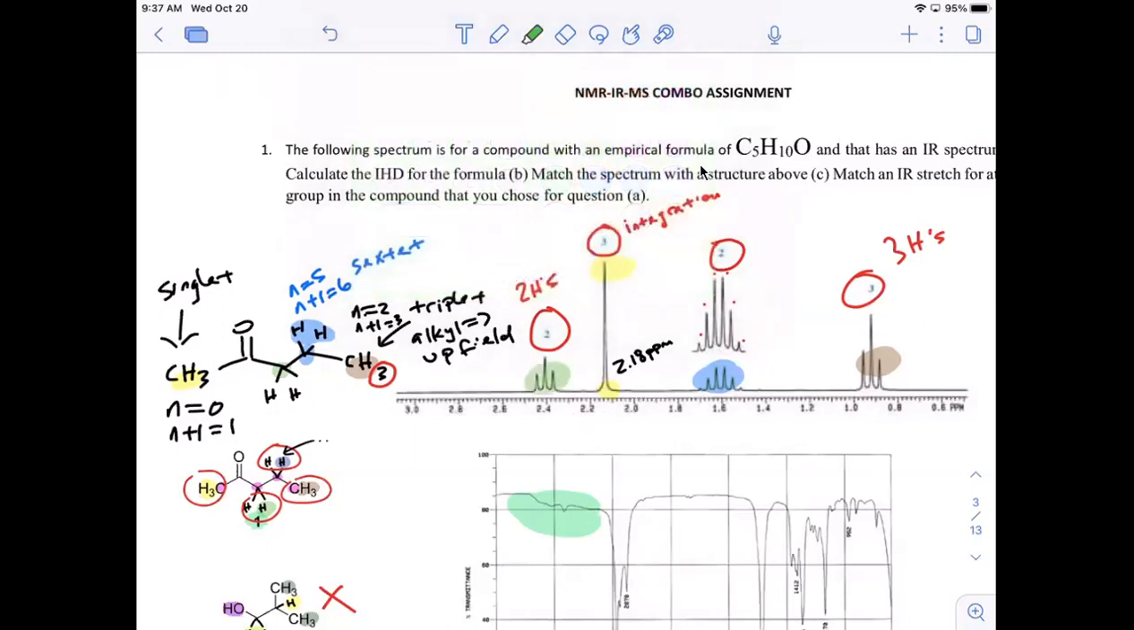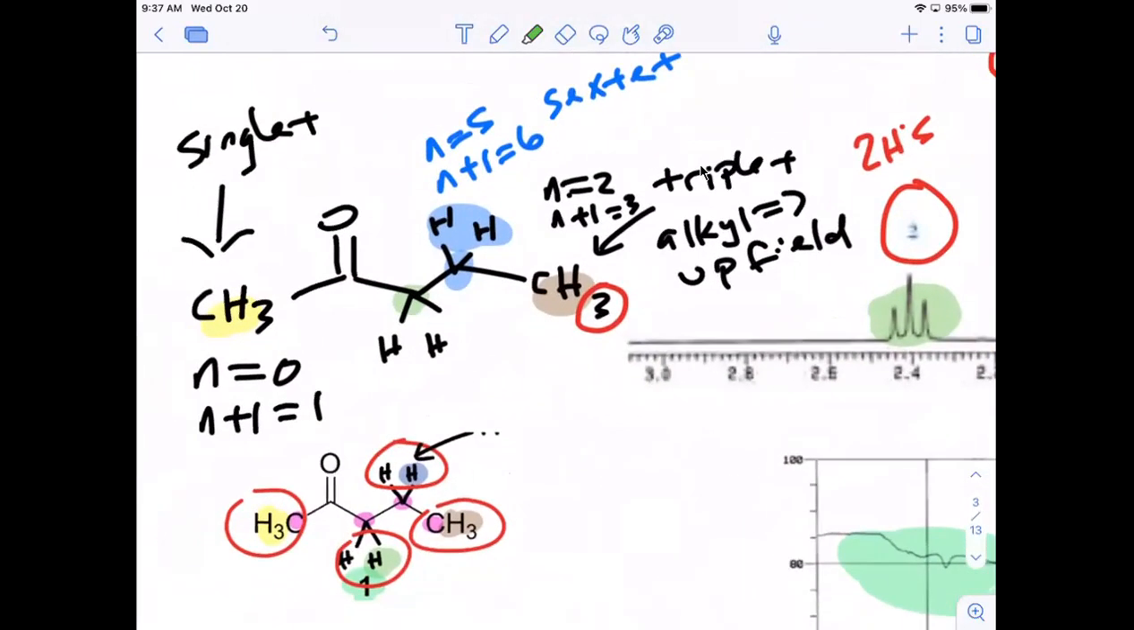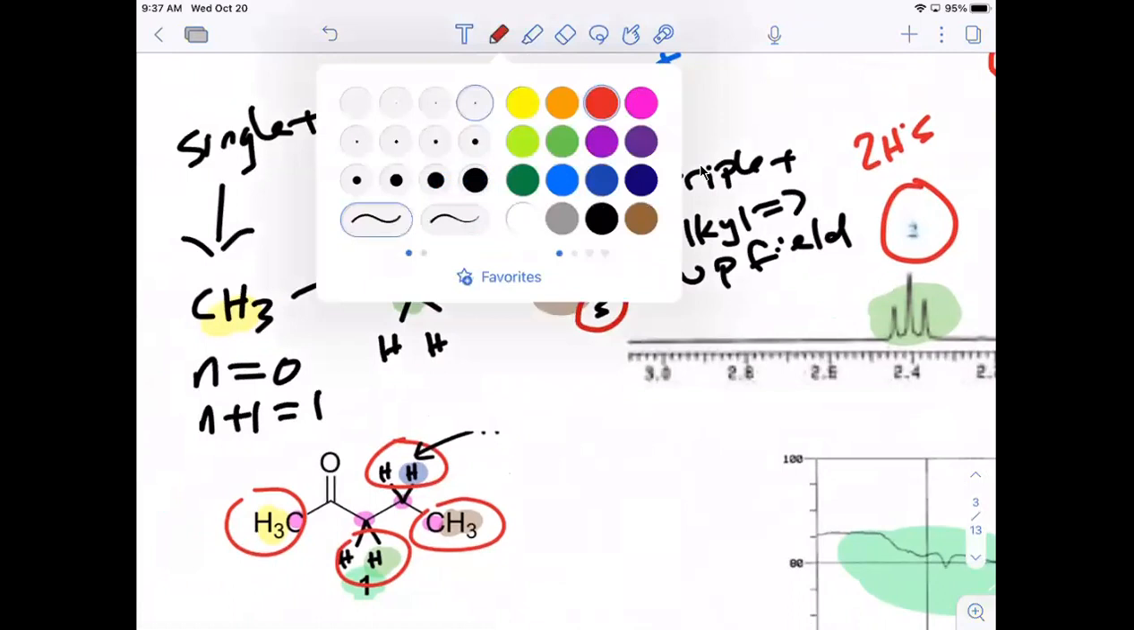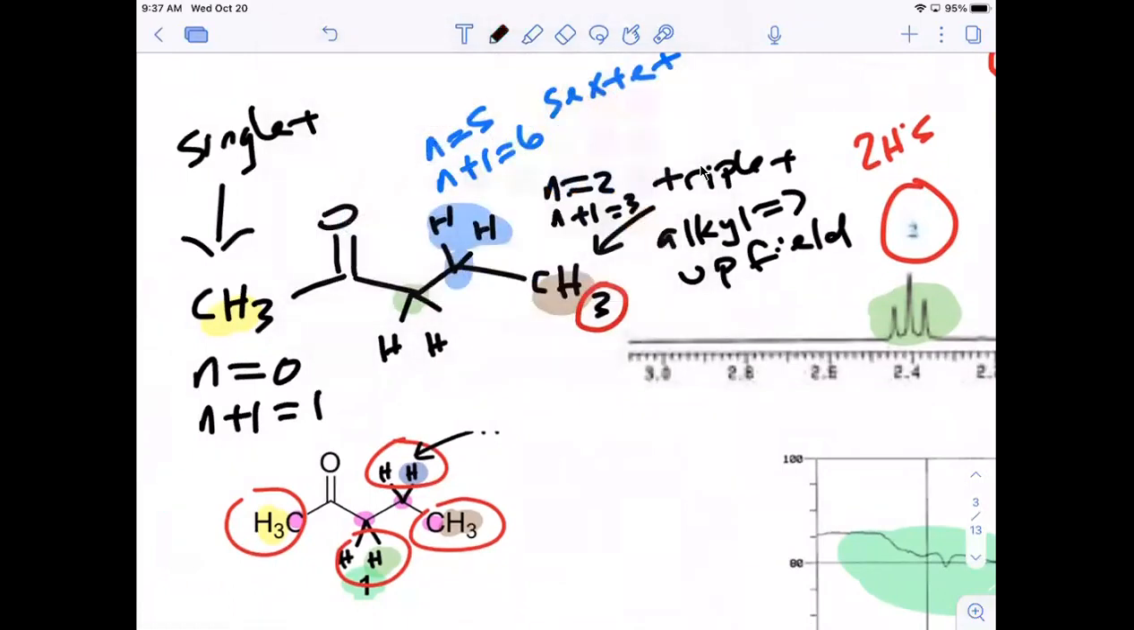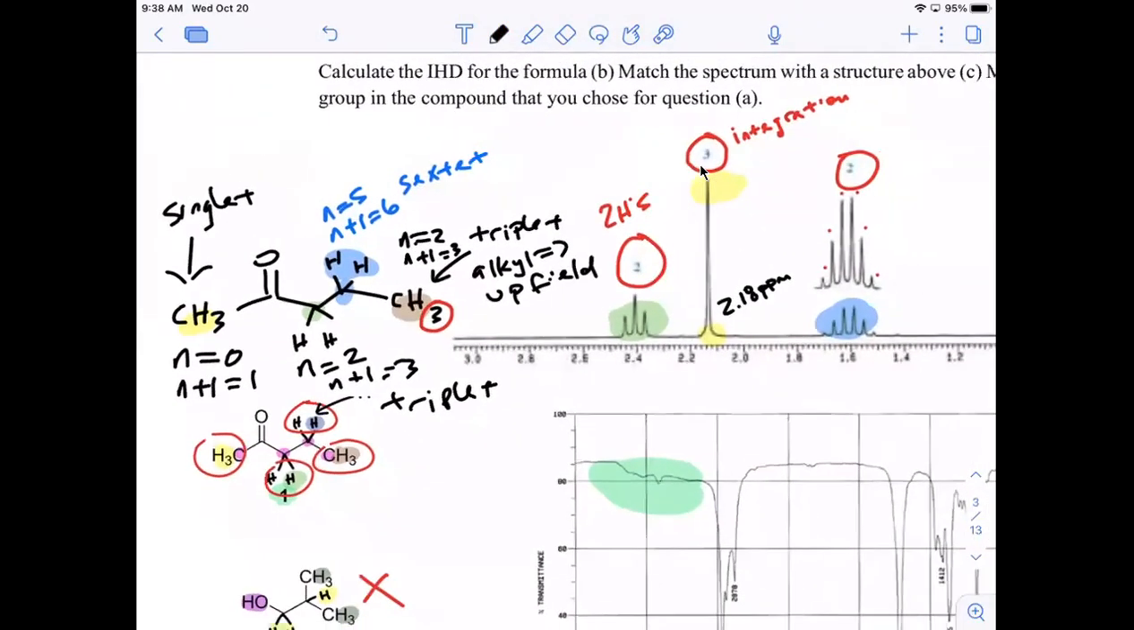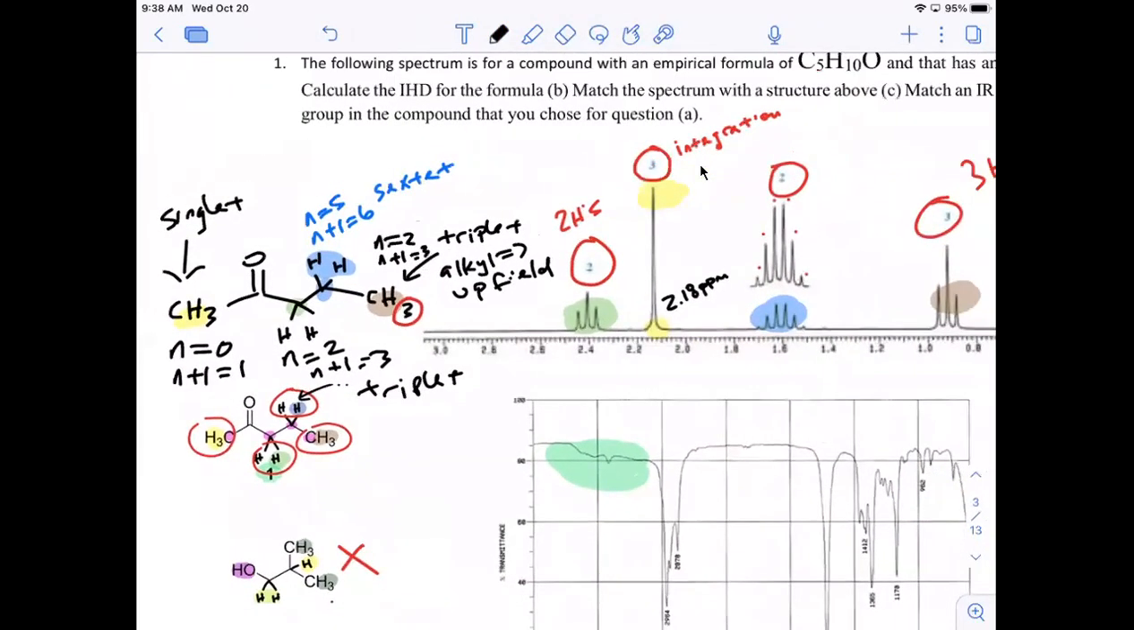All right. So now we can go ahead and select these. You can see that the integration is 2. And then for that one, N is what? How many protons are adjacent? 2. So N plus 1 is going to be 3. It's going to be a triplet. All right, any questions about this spectrum?